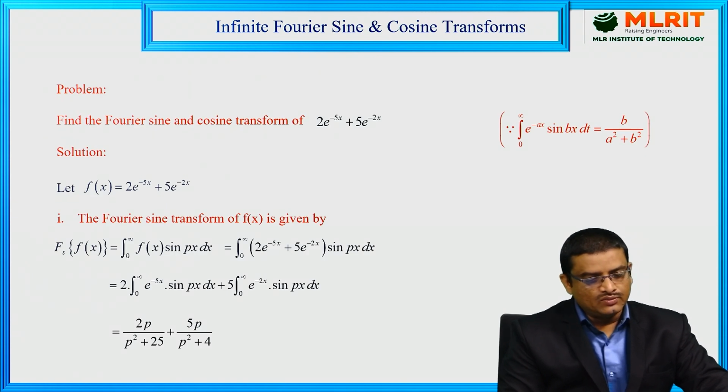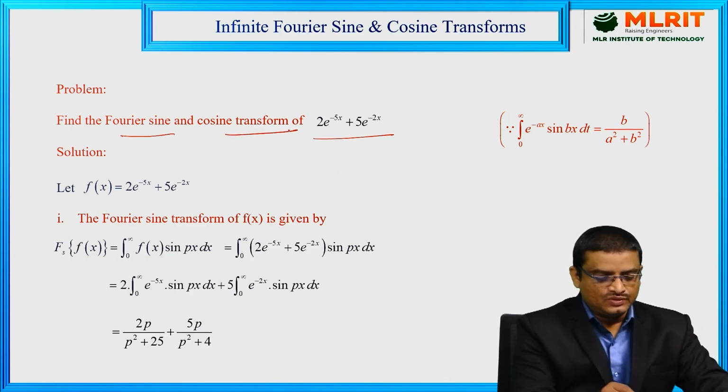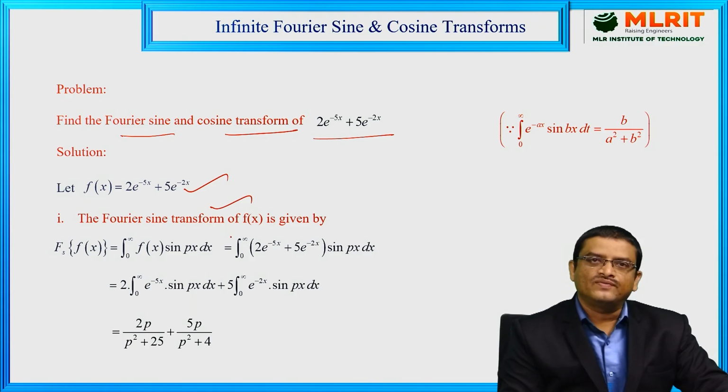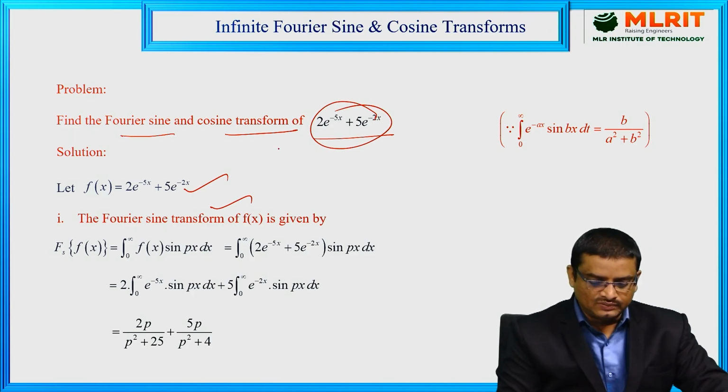Now let us take one more important problem. He has given some function, and for this we have to find out the Fourier sine and cosine transform. First we will find out the Fourier sine transform by taking the same formula which we have discussed in the previous video, and in place of f of x you substitute this value here.